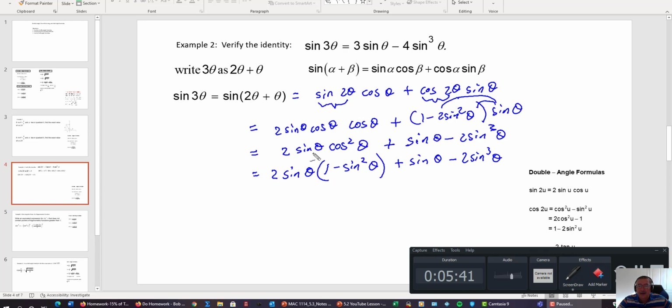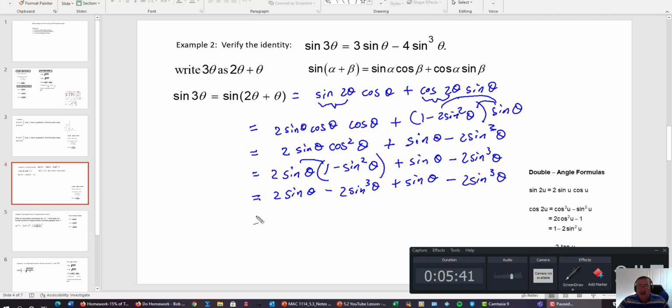All right, so now we've got another distribution, so we can say 2 sine theta times 1 is 2 sine theta, minus 2 sine theta times sine square theta is 2 sine cube theta, and then plus sine theta minus 2 sine cube theta. Now also remember, when you multiply the sine here times the sine square, you do not mess with the angle here. That's sine cube theta. Do not mess with the angle. I see students try to do that and put theta squared and 2 theta here.